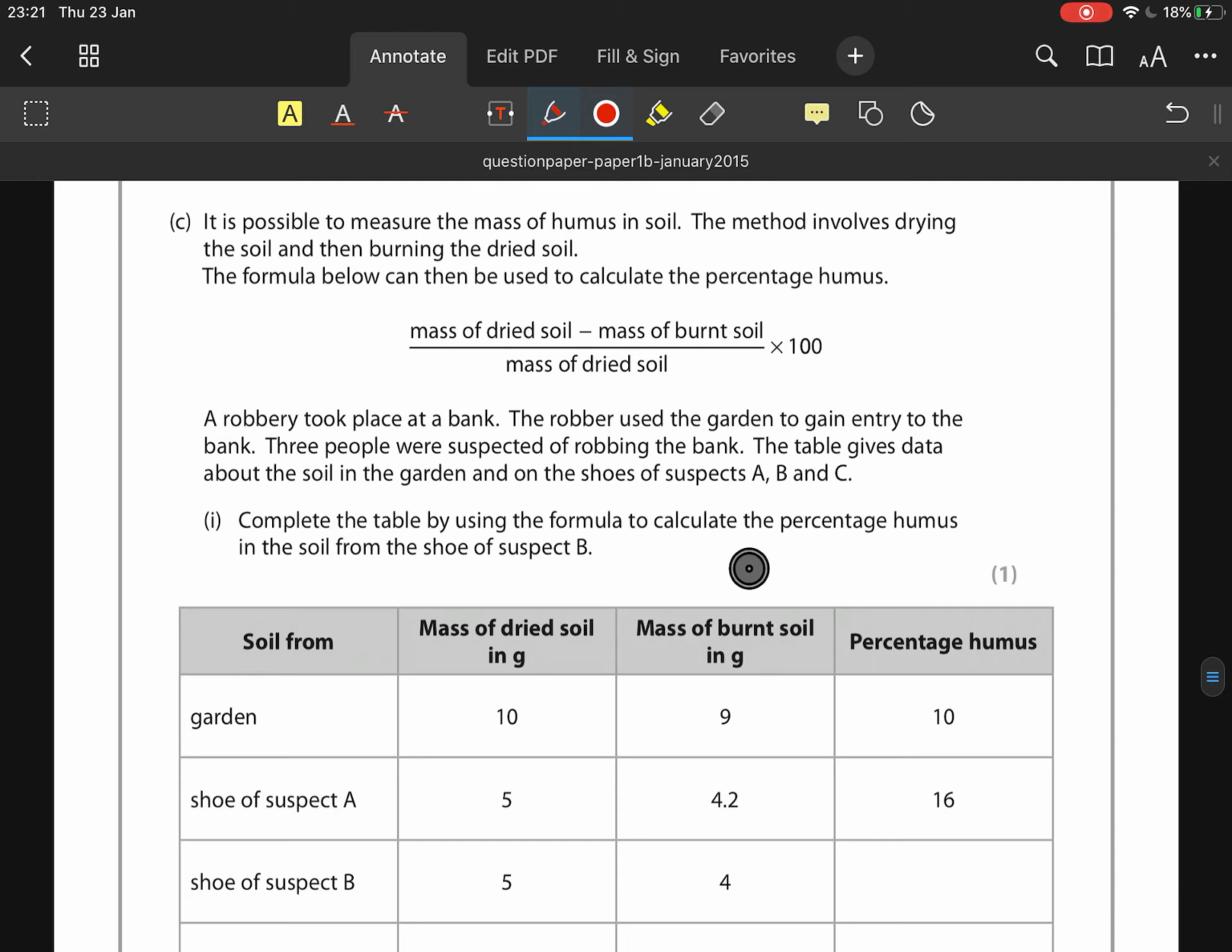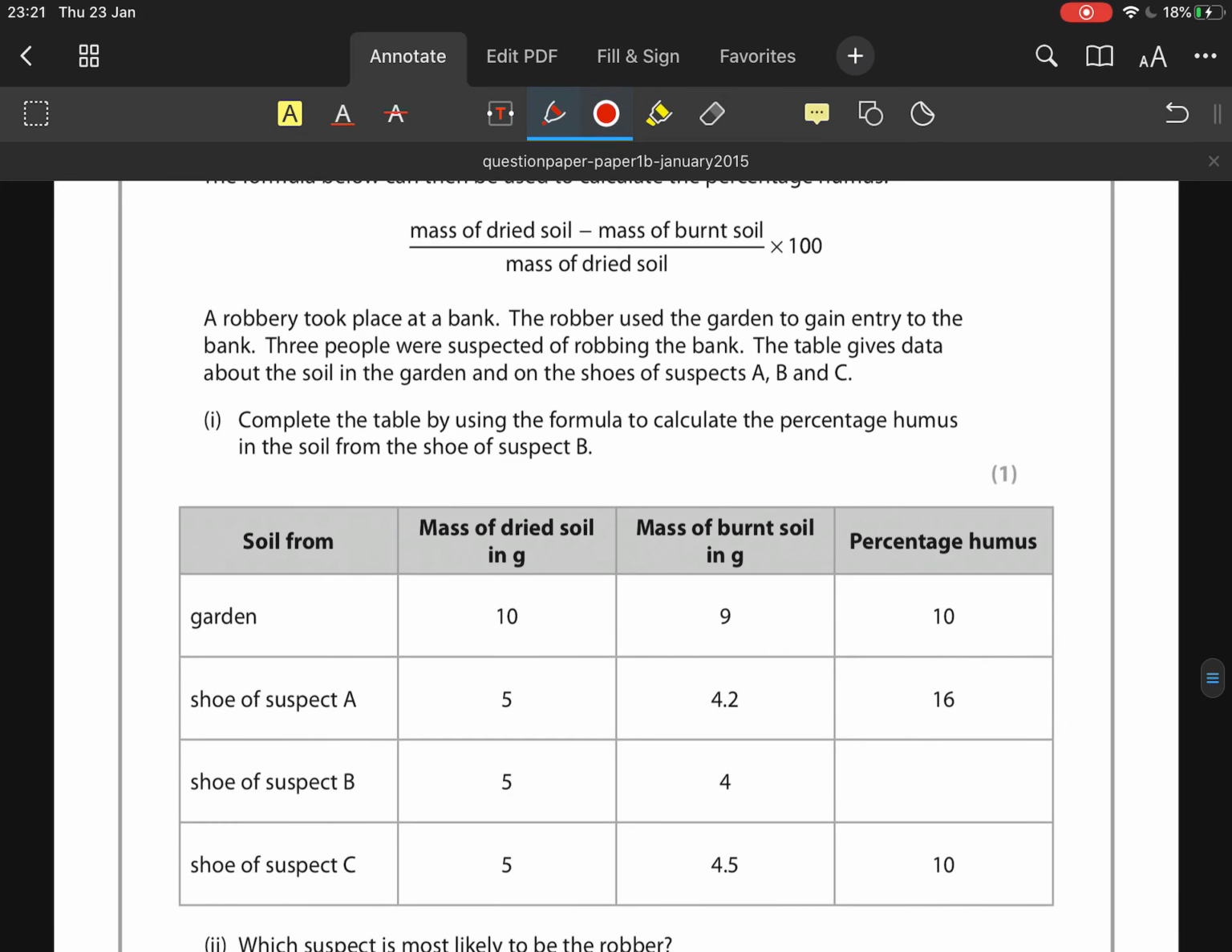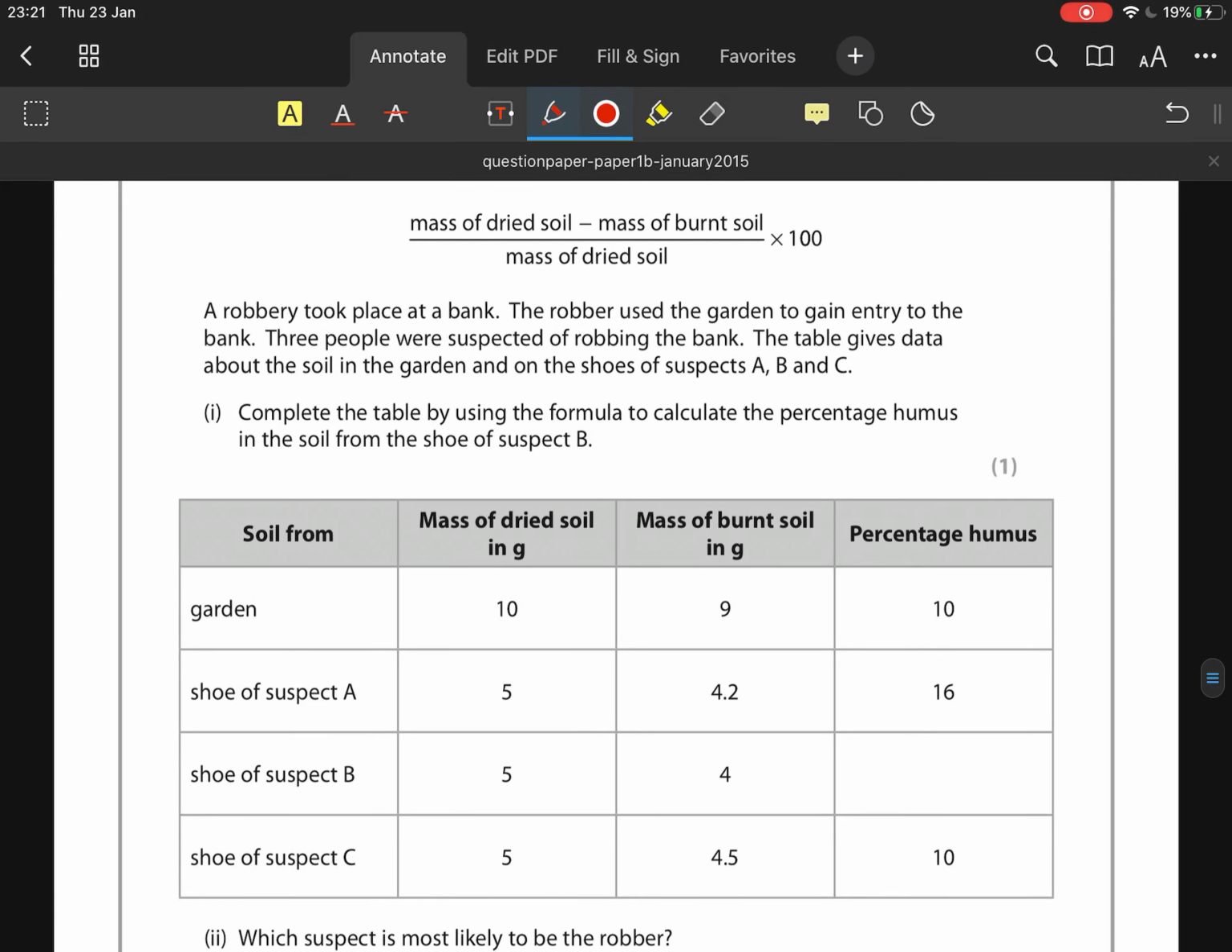A lot of information there is telling you how you can measure the mass of humus in the soil. Dry the soil, burn the dry soil. You can use that to calculate percentage humus. A lot of information about aerobic respiration takes place in the thing here. We'll kind of get onto that in a second.